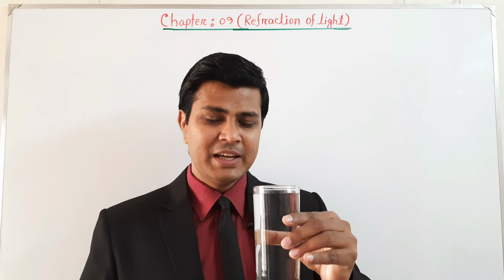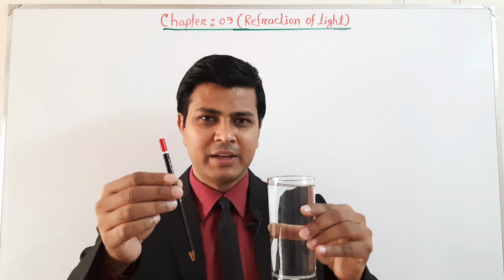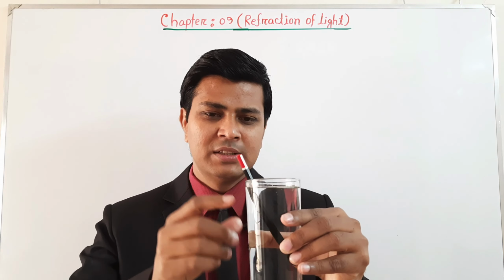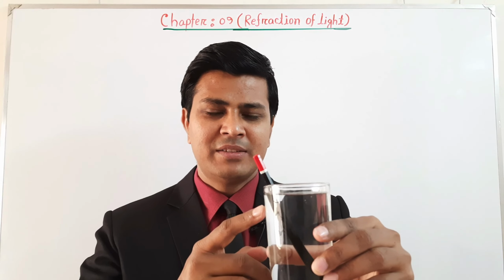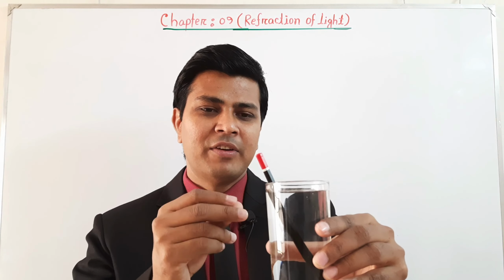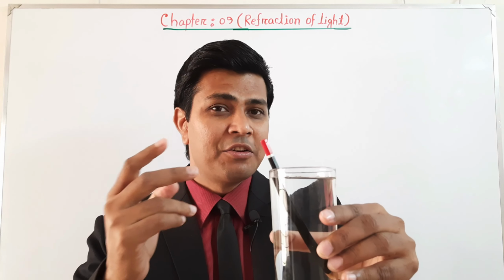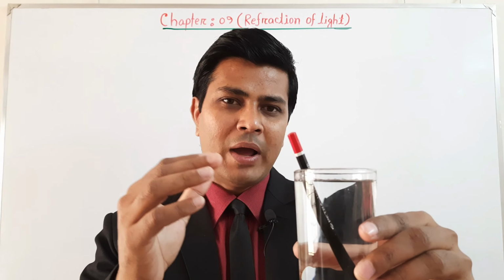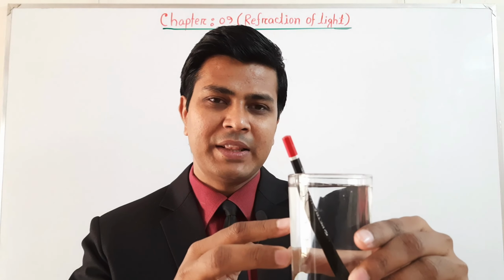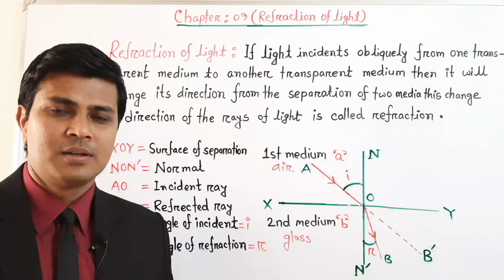You can see I take a glass of water and there is a pencil in my hand. If I insert this pencil into the water, then you can see the pencil bends. Why does this pencil bend? This is a natural event of light, and this natural event of light is called refraction of light. Now I am going to discuss why the pencil bends. What is the reason behind this? Okay, my dear students, let's begin.